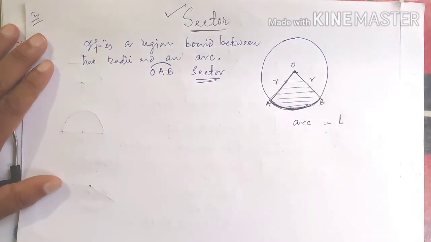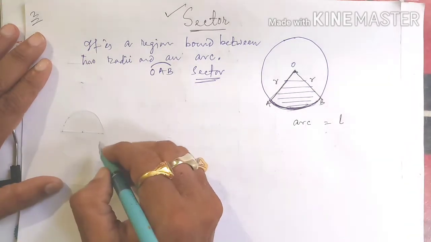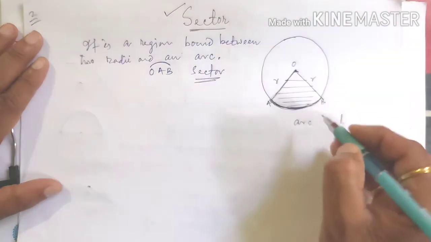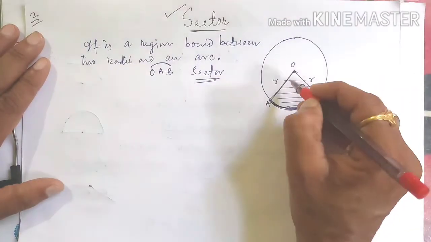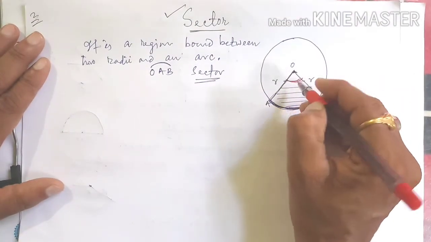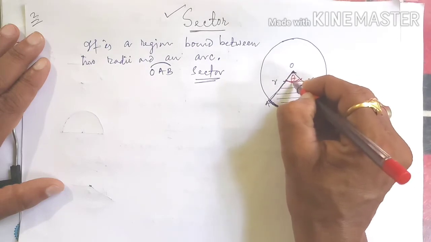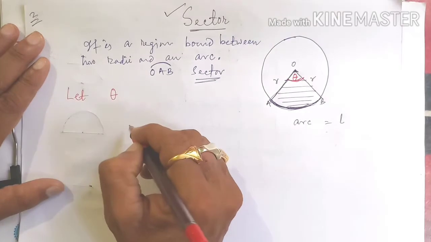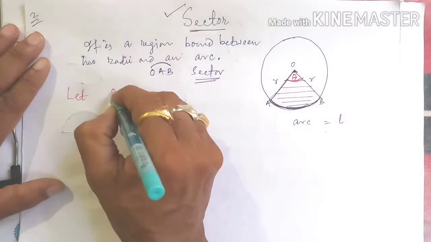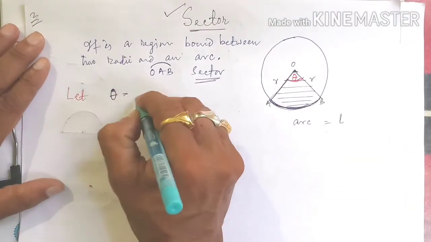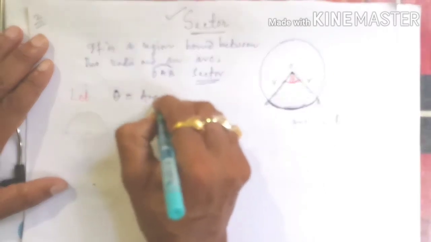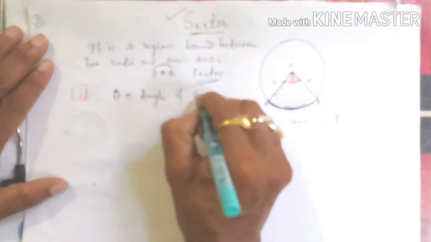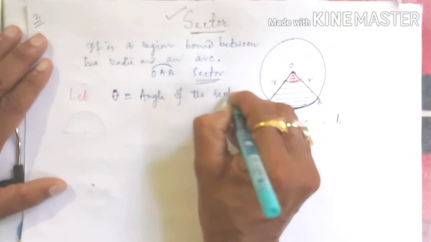Now our main aim and objective is to calculate the area of the sector. To find the area of the sector, we need to calculate the angle bound by the sector. Suppose it is theta. So let theta be the angle of the sector.